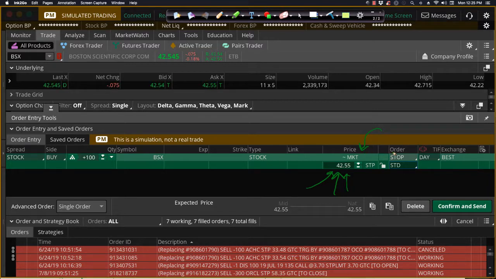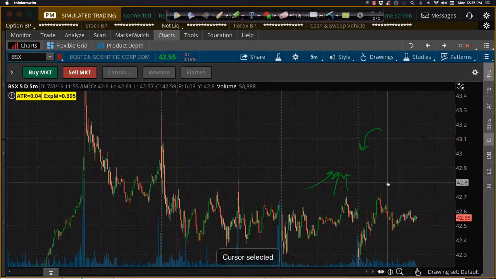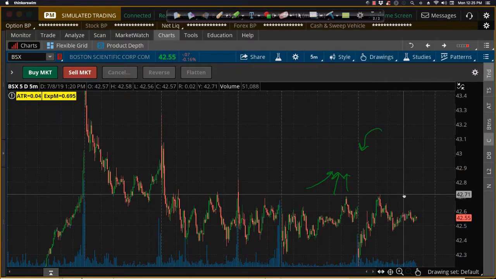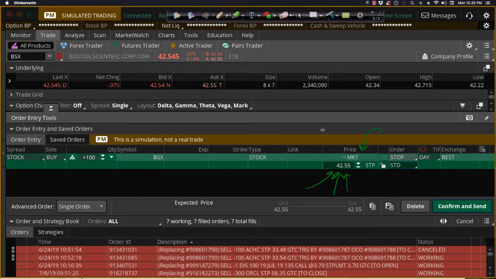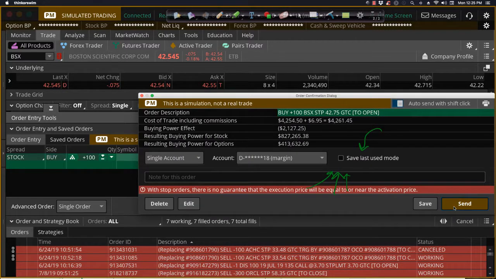So if I used a buy stop market, I could put in the order and say, okay, well, I don't want to buy until it gets above 42.75. So I'll go into that, put that in at 42.75. And when I put that in there, because it's a stop market order, I can make that good till canceled, I believe, and we can confirm and send that in.